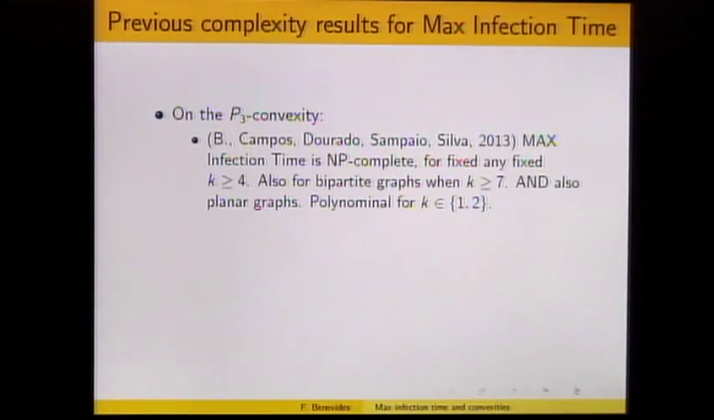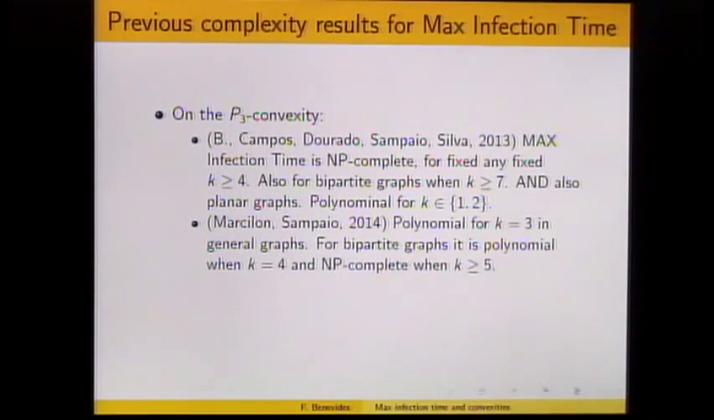And then we gave, for K equals 1 and 2, some polynomial time algorithm. K equals 1 is trivial, and K equals 2 is basically trivial as well. Some other people, Marcelon and Sampaio, closed this gap. They proved that for K equals 3 there is also a polynomial time algorithm to solve the problem. So the problem is easy until K equals 3 and hard for K at least 4.